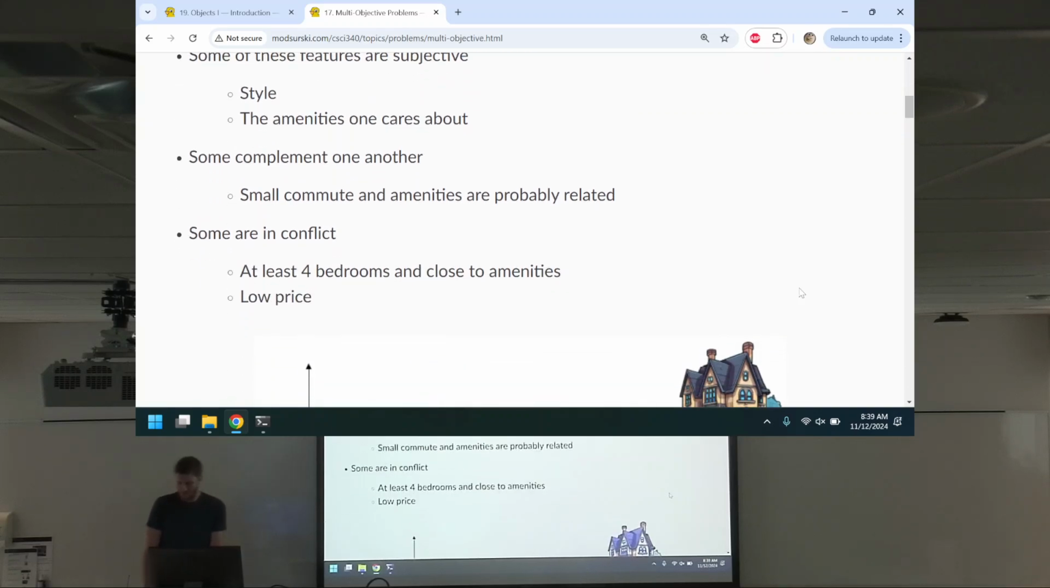But some of them complement each other. Small commute and amenities are probably related. If you work downtown, chances are all the amenities you care about are near downtown, so they're going to go hand in hand. But some are in conflict, and this is where it gets tricky. At least 4 bedrooms and close to amenities and low price. These can be a bit of a problem.